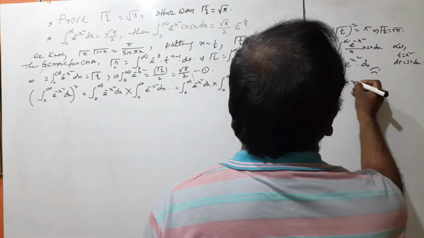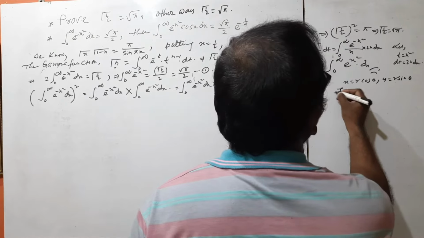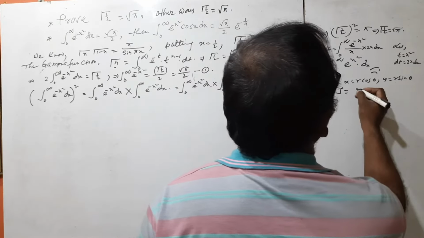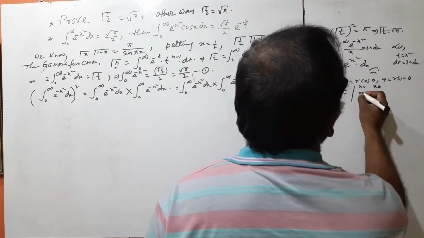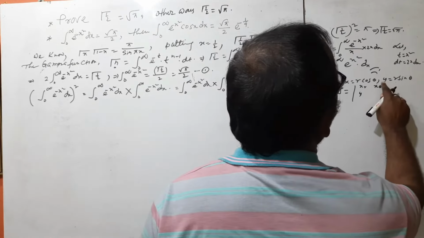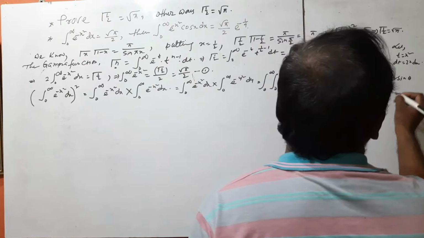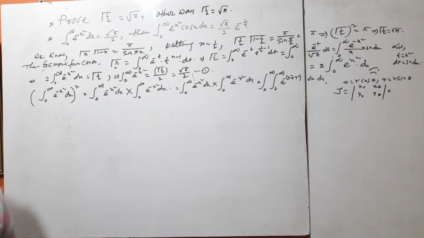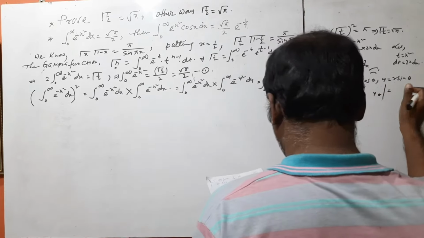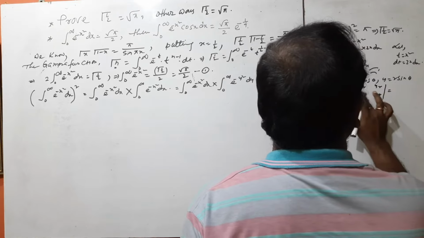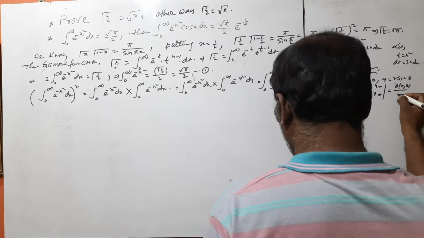Here let us assume x = r cos theta and y = r sin theta. The Jacobian is J = ∂(x,y)/∂(r,θ), the determinant of x_r, x_θ, y_r, y_θ.